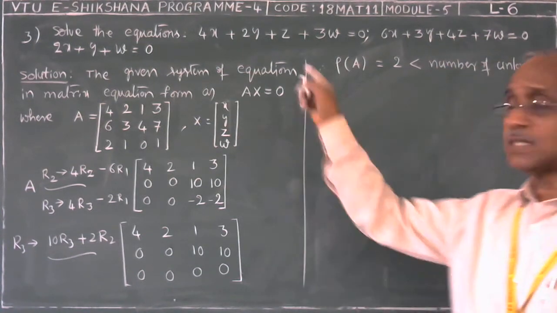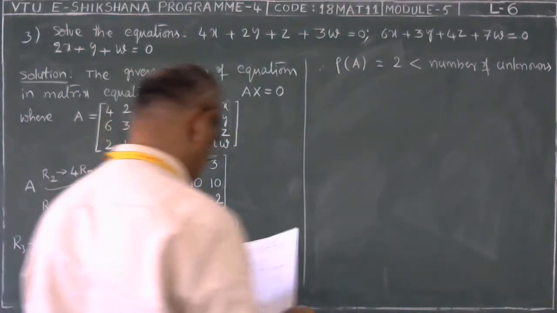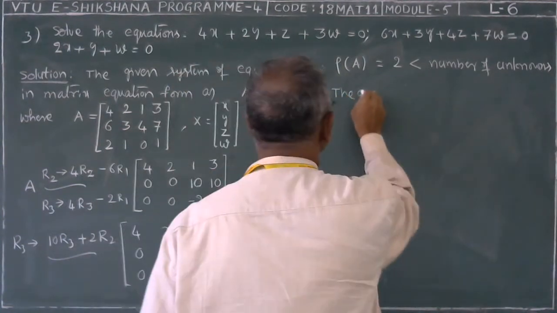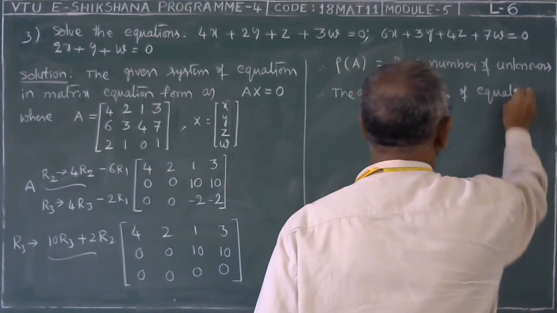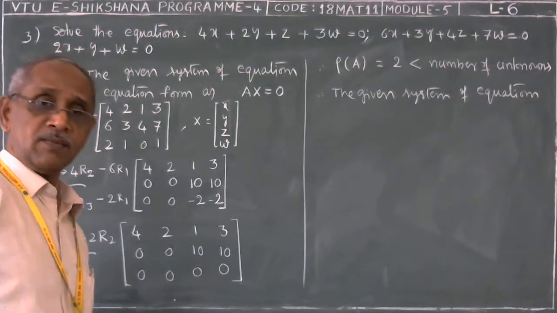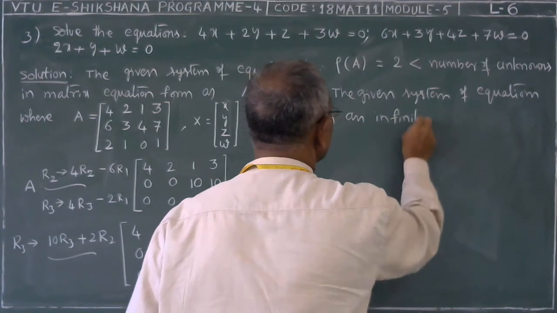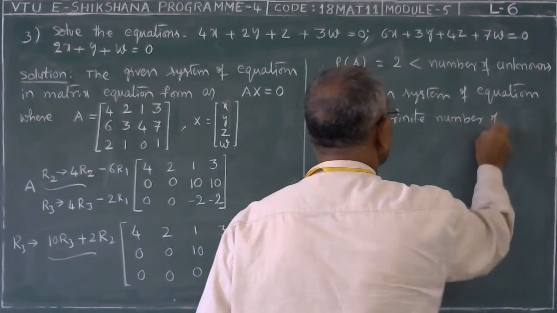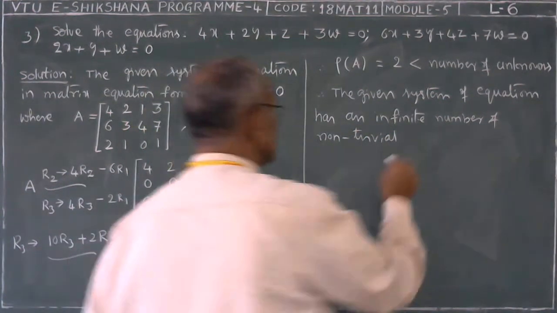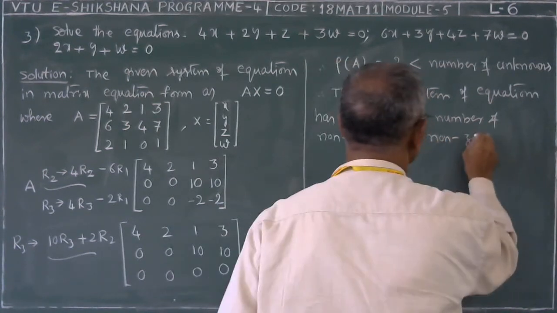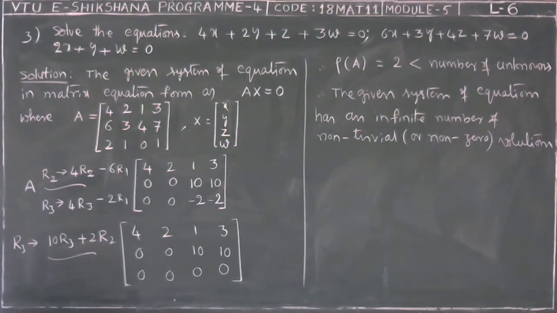That means the given system of equations has an infinite number of non-trivial, or non-zero, solutions. Therefore, the given system of equations has an infinite number of non-zero solutions. Now let us find out what those non-zero solutions are.